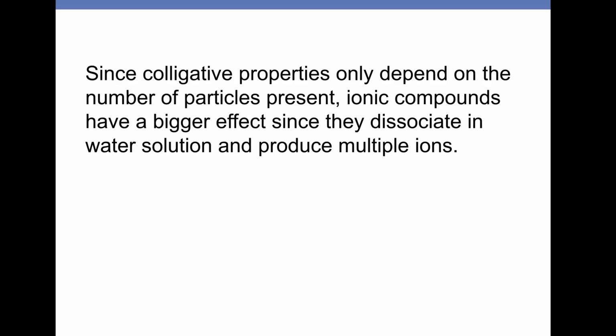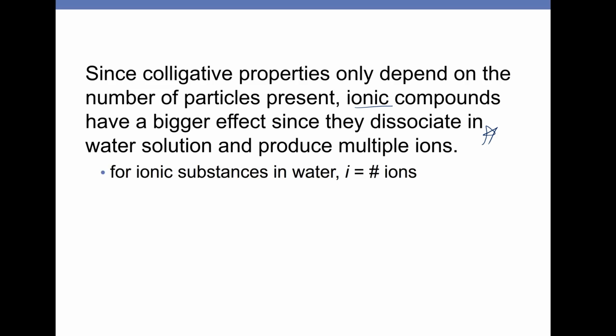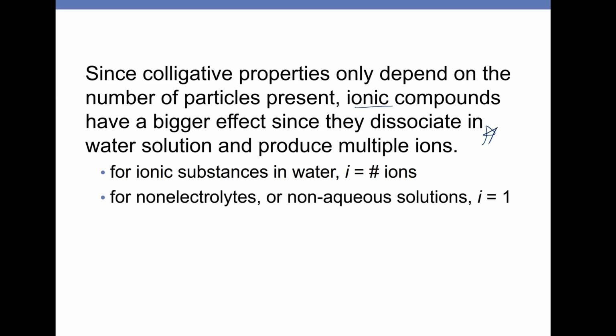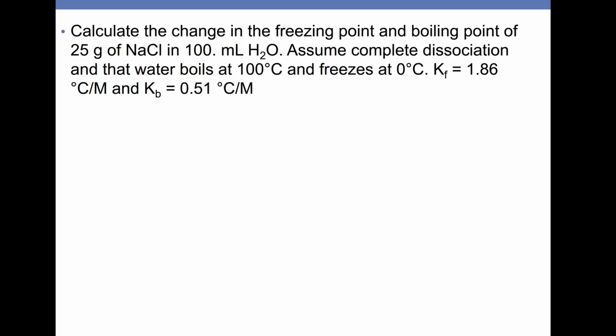Okay, the biggest thing you want to do is pay attention to the number of ions. Since colligative properties depend only on the number of particles you have present, the ionic compounds, things like salt, have a bigger effect because they dissociate in water and produce multiple ions. So if you have an ionic substance in water, i is the number of ions. If it's a non-electrolyte or if it's not in water, i is 1. Okay, so let's do this one.